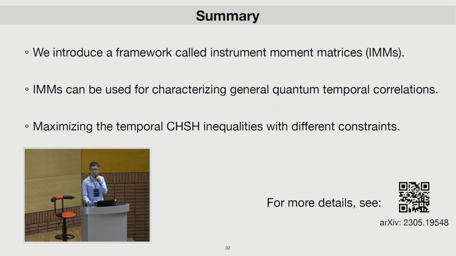All right, so let me summarize the talk today. So first we introduced the framework called the moment matrices. And this method can be used for characterizing general quantum temporal correlations. And then we can use these moment matrices to maximize the temporal CHSH inequalities with different constraints. And for more details or more applications, if you have any interest, please take a look at this paper.